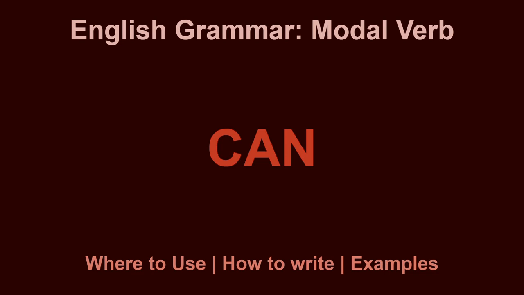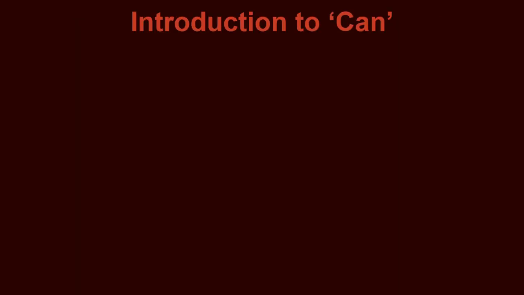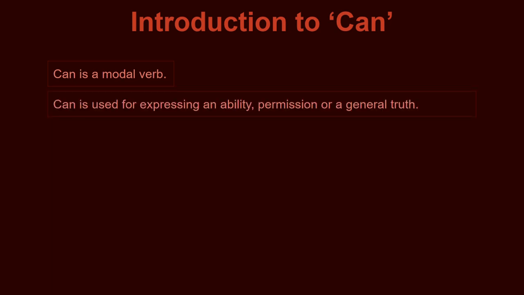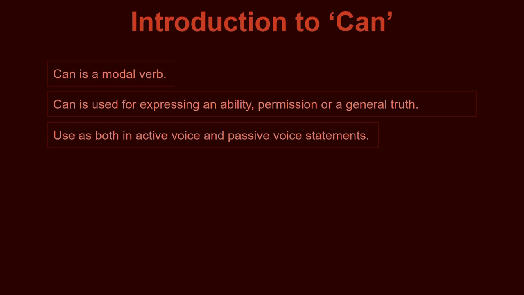Modal verb can. Where to use, how to write, examples. Introduction to can. Can is a modal verb. Can is used for expressing an ability, permission, or a general truth. Used as both in active voice and passive voice statements.